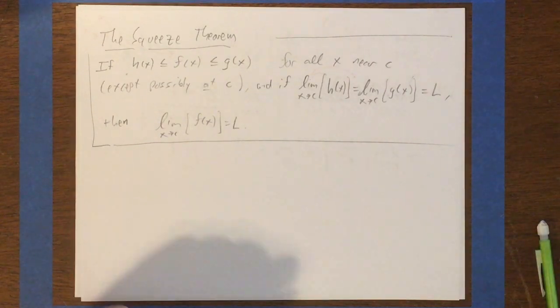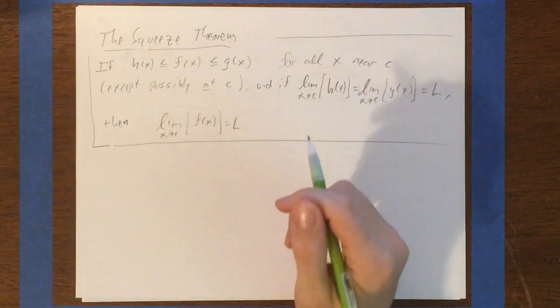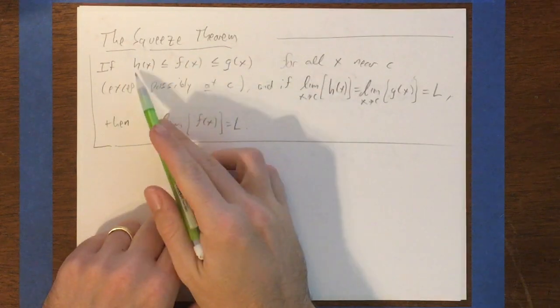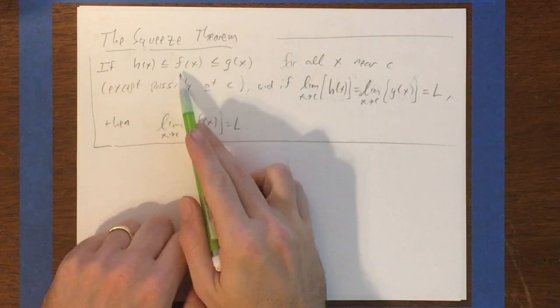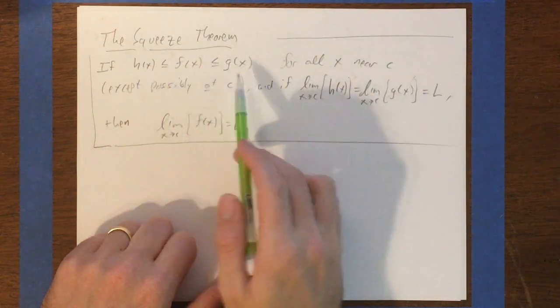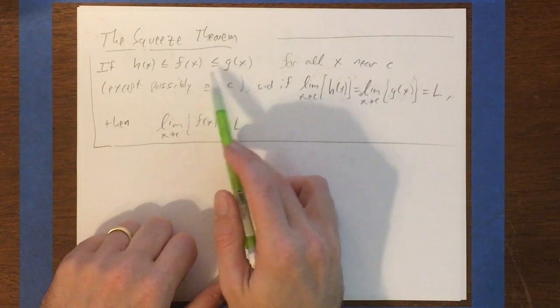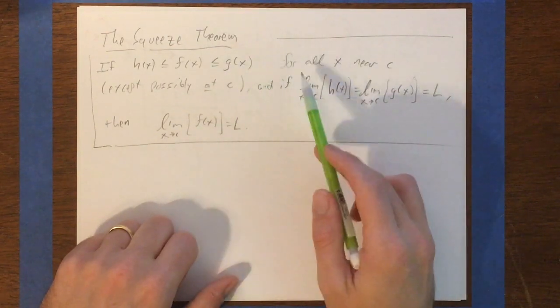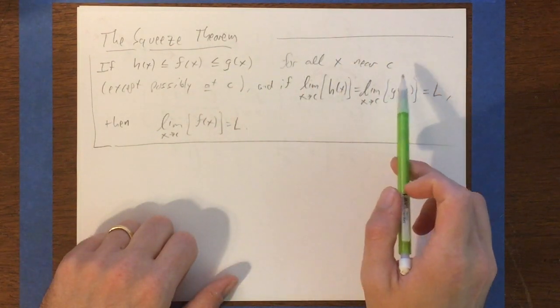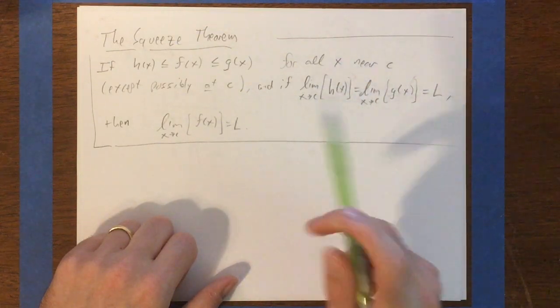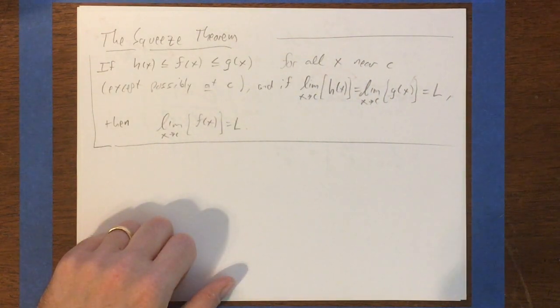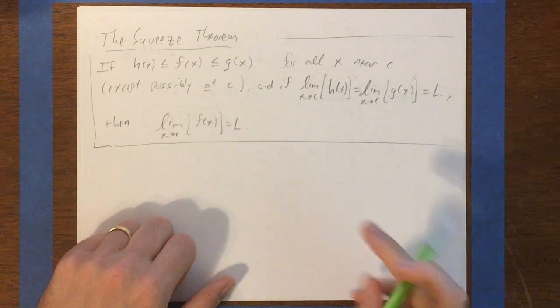If you have three functions that are related by this inequality, I've named the functions h, f, and g. So f is the function in the middle. On the outer, we have h of x, which is less than f, and g of x, which is greater than f. And this is for all x near c, except possibly at c, because as always, we don't really care what's going on at c. We just care what's going on nearby as we approach it.